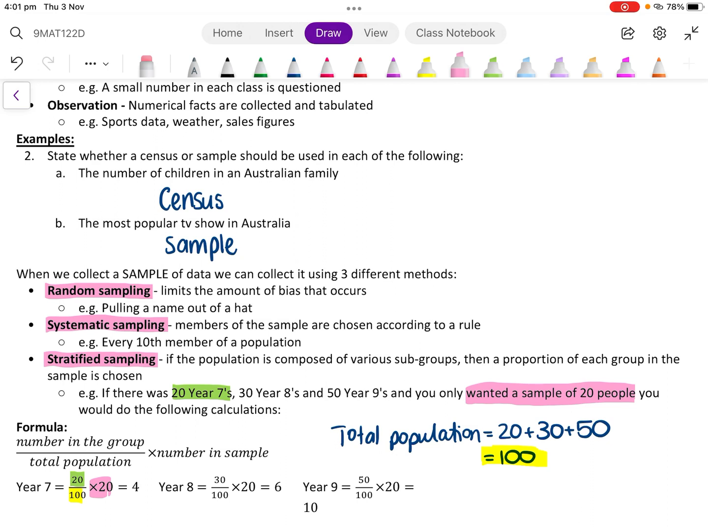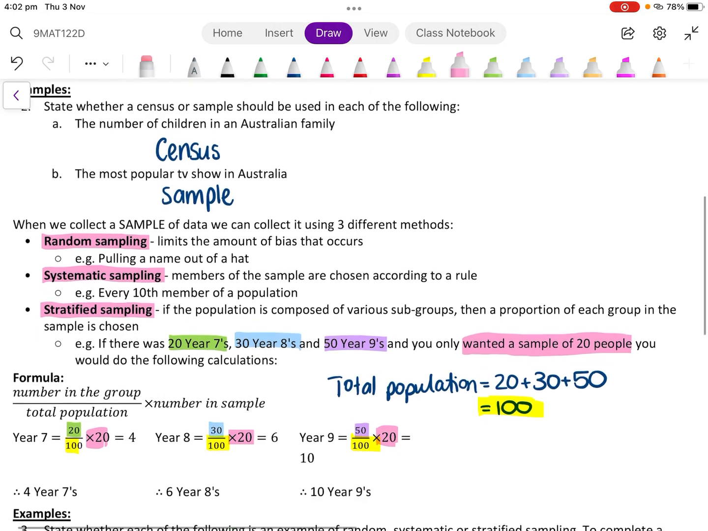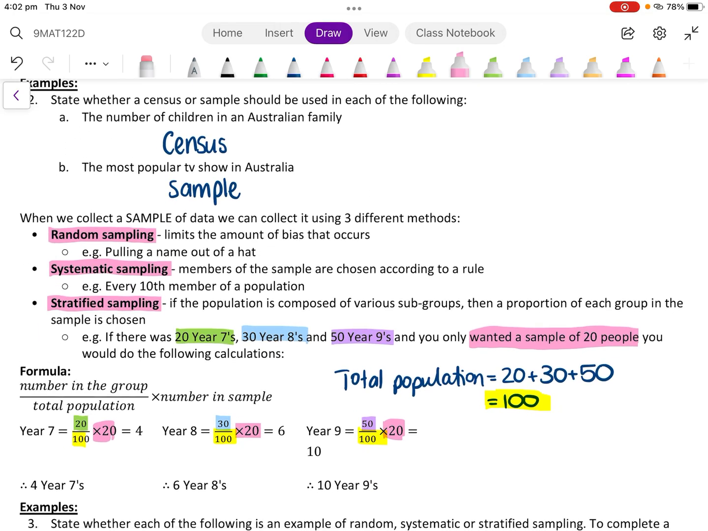For Year 8, there are 30 Year 8s. So we do 30 over our 100 times the number of people we wanted in the sample, which is 20. So there's 6 Year 8s. And then with Year 9, we have that there are 50 Year 9s out of our total population of 100, and then we want 20 in the sample, so we get our answer as 10 Year 9s.